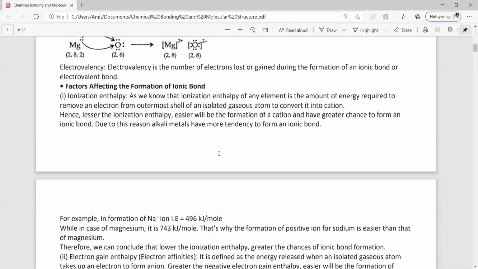So what is ionization enthalpy? Ionization enthalpy is a measure for any element of the amount of energy that is required to remove an electron from the outermost shell. So the lesser the IE, the greater the chance for an ionic bond to be created. Sodium has a very low IE of 496 kilojoules per mole, whereas magnesium has a high IE of 743 kilojoules per mole. IE stands for ionization enthalpy. And that is why formation of positive ion for sodium is easier than that of magnesium.